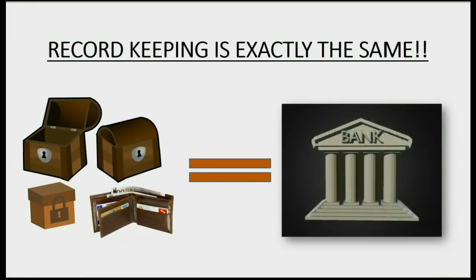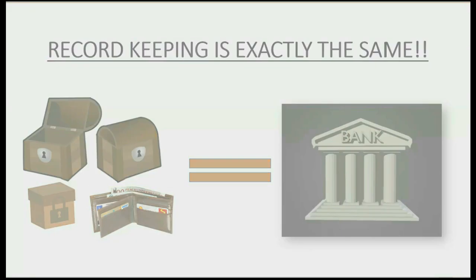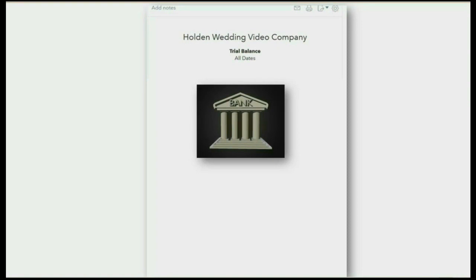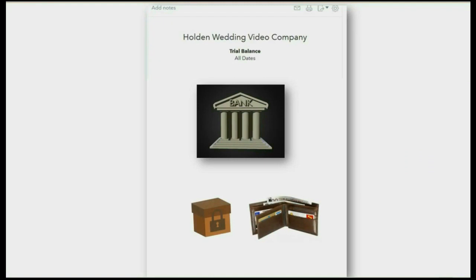And that's the reason why the record keeping for your cash on hand is exactly the same as the record keeping for your bank account. Now, just like your bank balance will always show as the current balance on the trial balance report, you'll have a separate account in the chart of accounts that shows a separate number that reflects the current balance of the company's physical cash on hand.